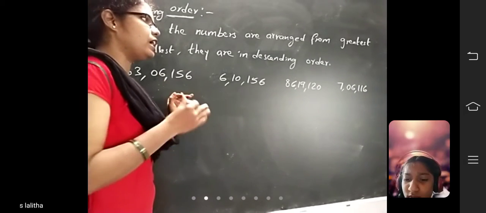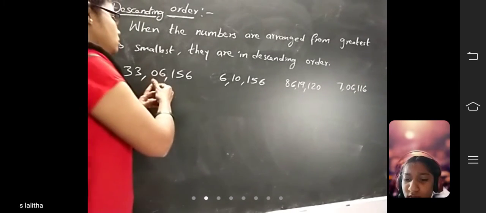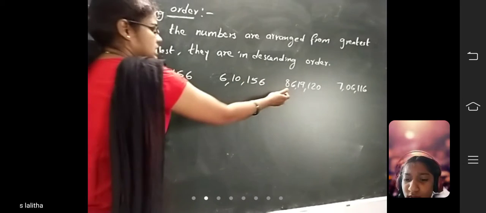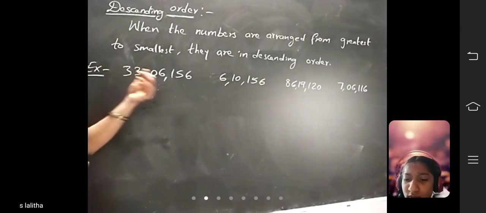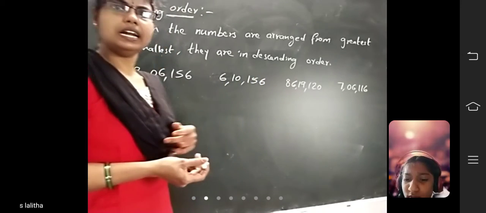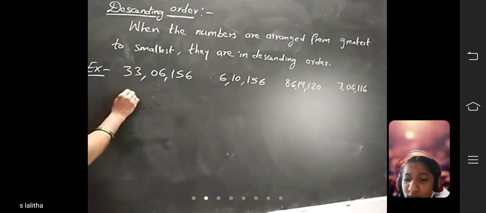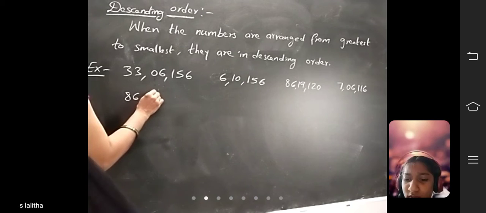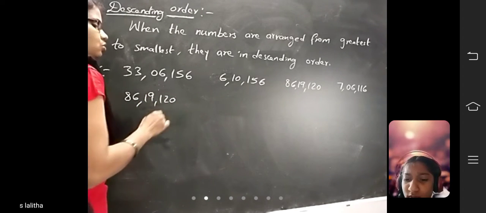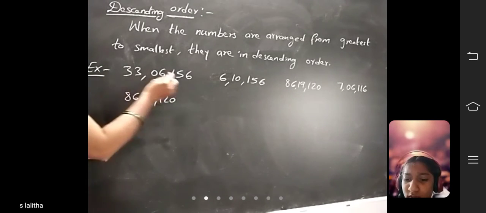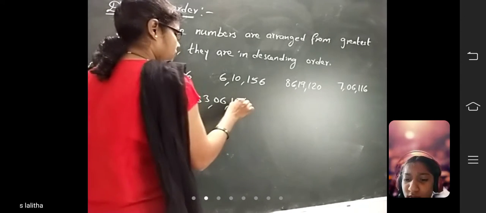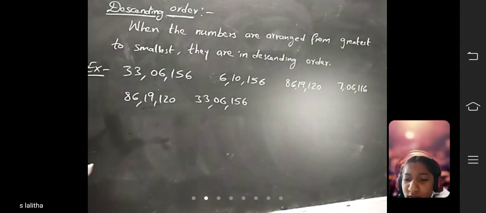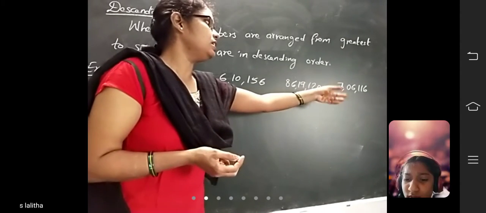So you have to write the greatest number first. So you have to check these two 7-digit numbers. Greatest place, here it is 3. Here 8. So which one is the greatest, children? Yes, that one is the greatest. So 86 lakh 19,120. And next number is 33 lakh 6,156.